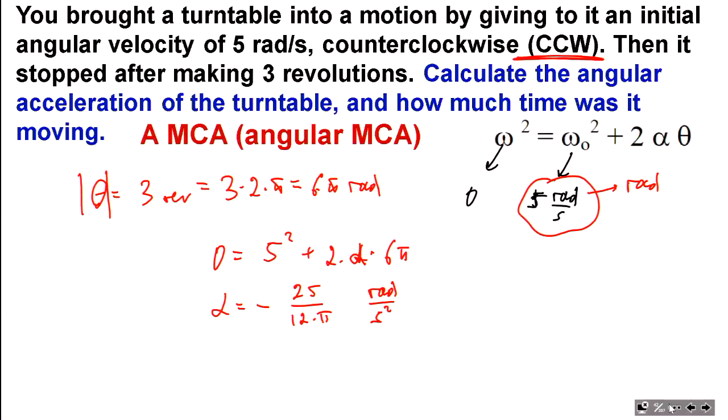Well, what else could we calculate actually? Well, angular acceleration should be equal to final angular velocity minus initial angular velocity divided by time. So this number, which we just found, also should be equal to 0 minus 5 divided by time. We can calculate how much time did it take to bring it to a stop. Exactly like we did it before for a box sliding down a tabletop.